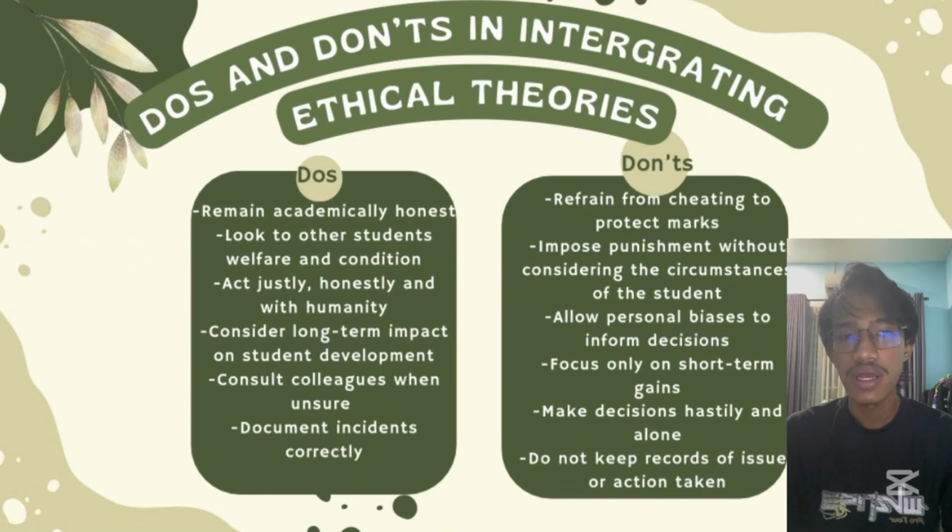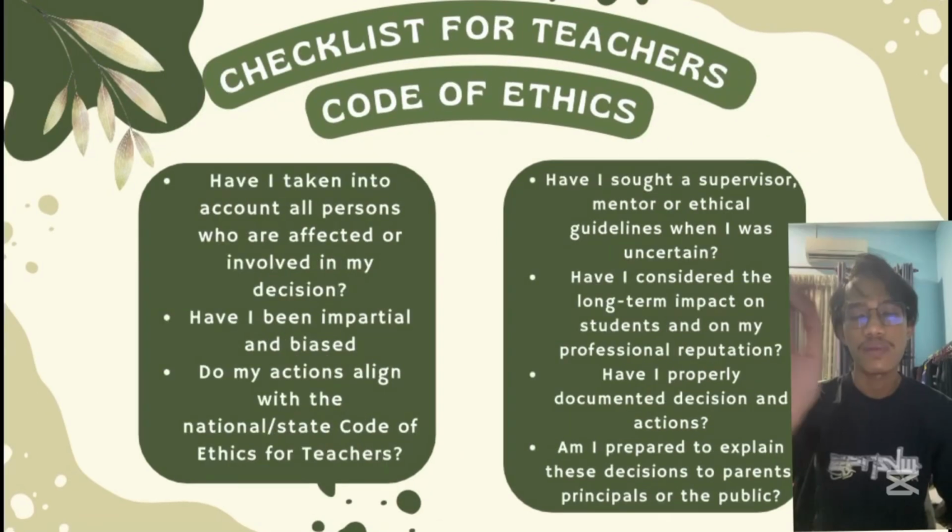As for the don'ts, first, refrain from cheating to protect marks. Second, do not impose punishment without considering the circumstances of the student. Third, do not allow personal bias to inform decisions. Fourth, do not focus only on short-term gains. Fifth, do not make decisions hastily and alone. And finally, sixth, do not fail to keep a record of the issue or action taken.